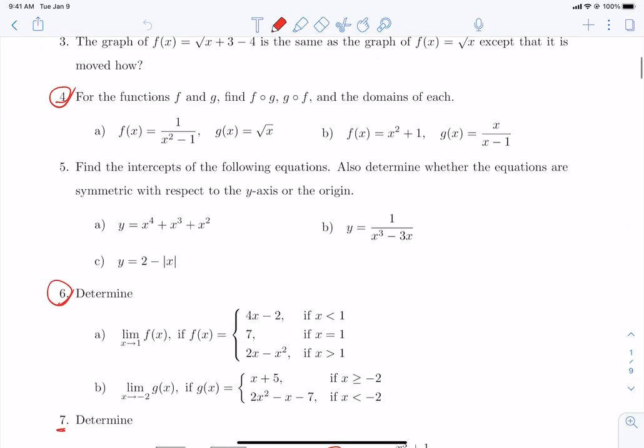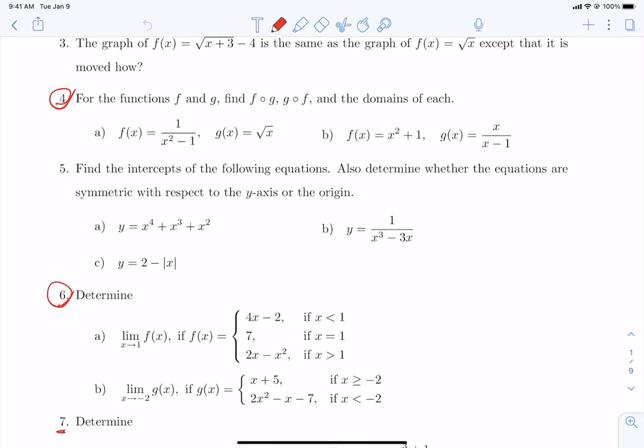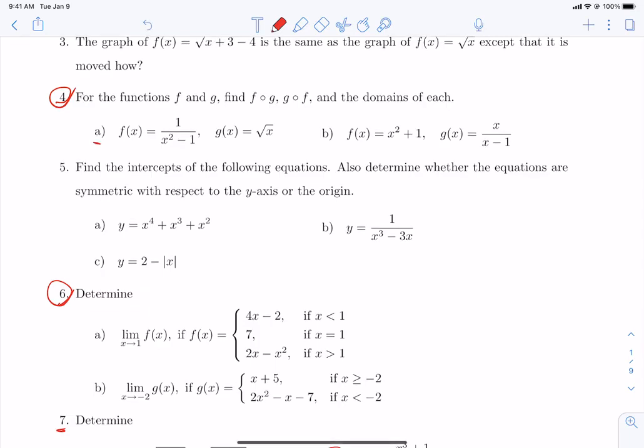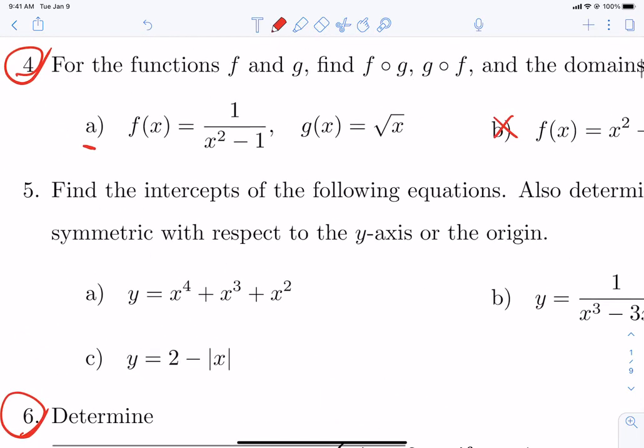So let's start with number 4. It says for the functions, find f of g and g of f and the domains, okay? So let's just do part, for time's sake, let's do part A only, so you can cross out B for me. So if we look at f of g, remember how f of g works.